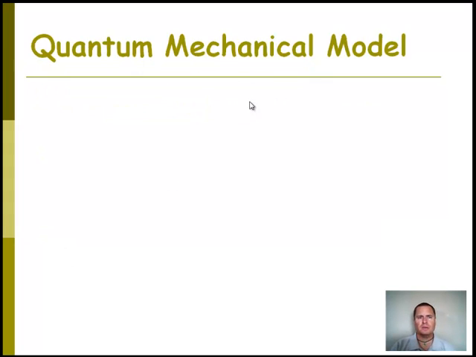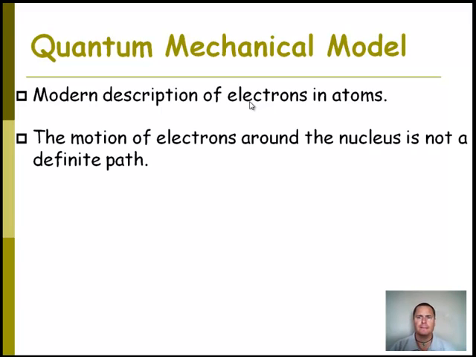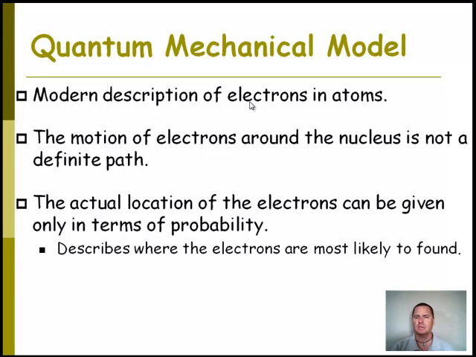Schrödinger gave us what's called the quantum mechanical model. This is our modern description of electrons and atoms. What Schrödinger basically said is that the motion of electrons around the nucleus is not a definite path. They're not a definite orbit. Instead, we talk about the electron in terms of probability. Where is it probably going to be found at any one given time? So it describes the location where an electron is most likely to be found.